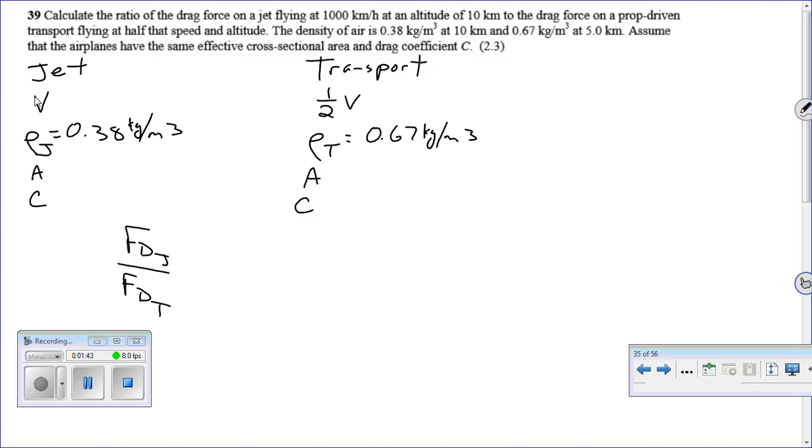Notice here I didn't write in the velocities. You'll see in a minute that the velocities kind of cancel out because of this ratio here. Anytime they give you a ratio like that, odds are you don't need the actual numbers. Okay? All right, so let's see.